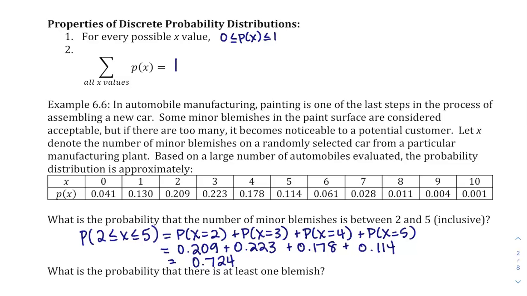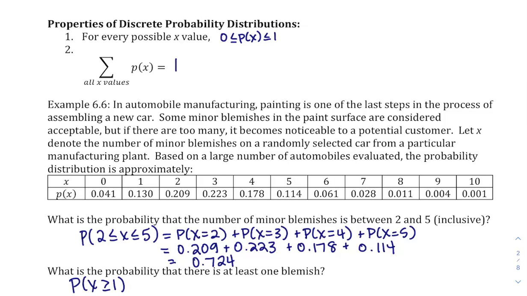Now let's look at another question. What's the probability that there's at least 1 blemish? That would be the case that x is greater than or equal to 1. That's going to involve 1, 2, 3, 4, 5, 6, 7, 8, 9, and 10. That's an awful lot of addition.